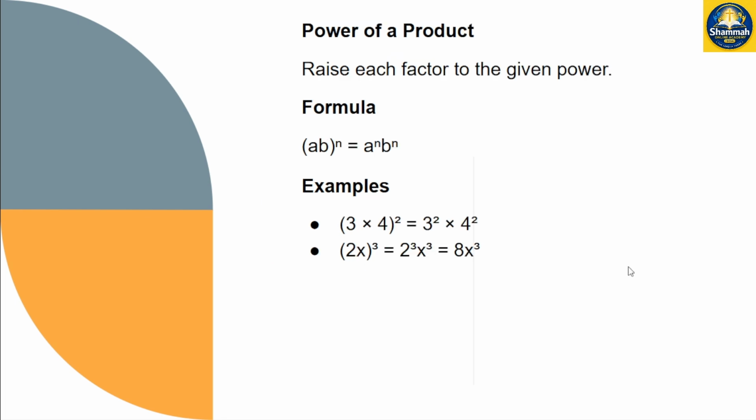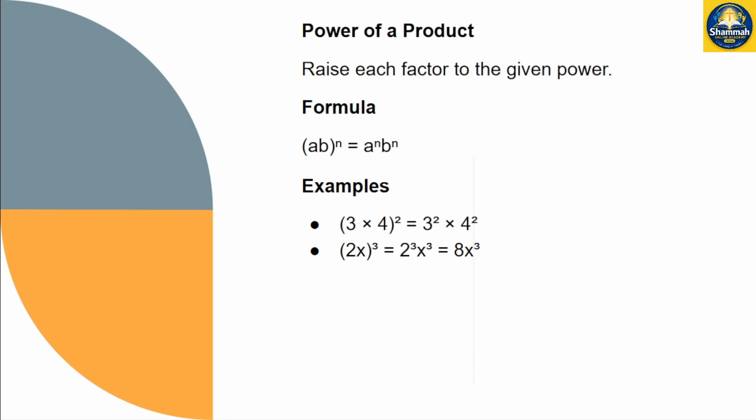Next rule, we have what we call the power of a product. How do we find the power of a product? Just simply raise each factor to the given power. What does that mean? If we are given (ab) in brackets raised to power n, what you're supposed to do is to raise a to the power n and also raise b to the power n. For example, we have (3 times 4) in brackets raised to power 2. Your answer should be 3 raised to power 2 times 4 raised to power 2.